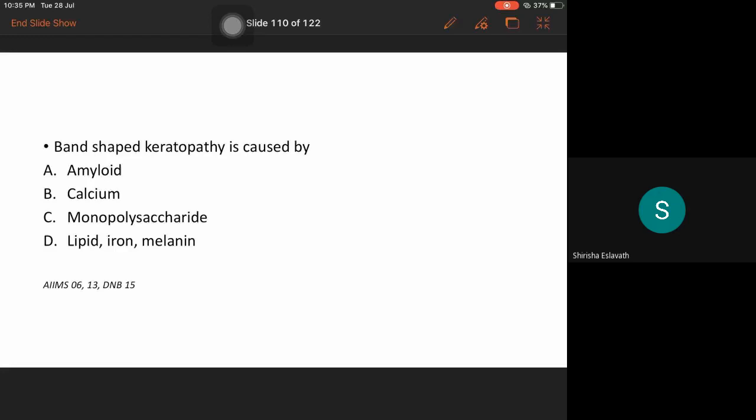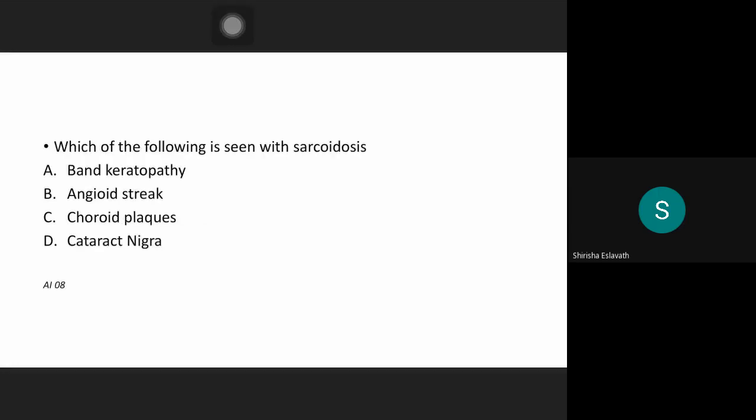Which of the following is seen in sarcoidosis? Sarcoidosis is a chronic condition that causes uveitis. I told you, right? Chronic uveitis will cause a band-shaped keratopathy. So the answer is band-shaped keratopathy.